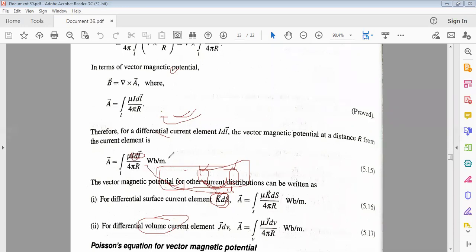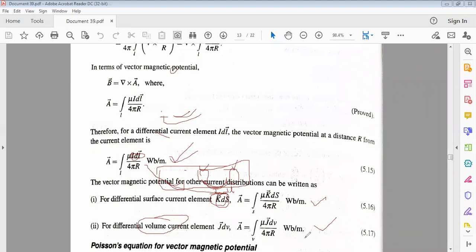Did you get it? The vector magnetic potential for line current, surface current, and volume current: line, surface, and volume. For these three, how do we represent? Weber per meter. This is for line, and the same is extended to surface and volume.